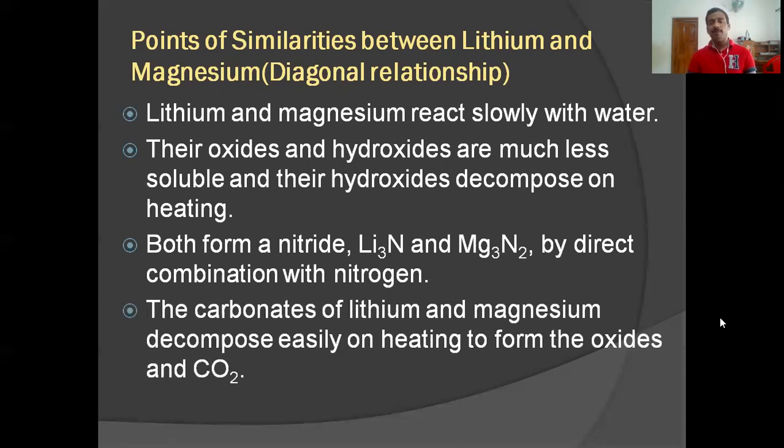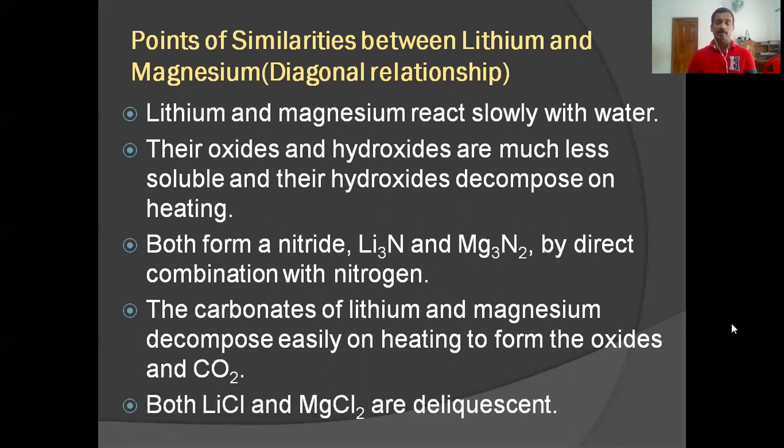The carbonates of lithium and magnesium decompose easily on heating to form the oxides and carbon dioxide. Alkali metal carbonates are stable and will not decompose on heating. But in the case of lithium, the carbonate decomposes like magnesium carbonate. Another similarity between lithium and magnesium: both lithium chloride and magnesium chloride are deliquescent. I told you other alkali metal halides are not deliquescent.